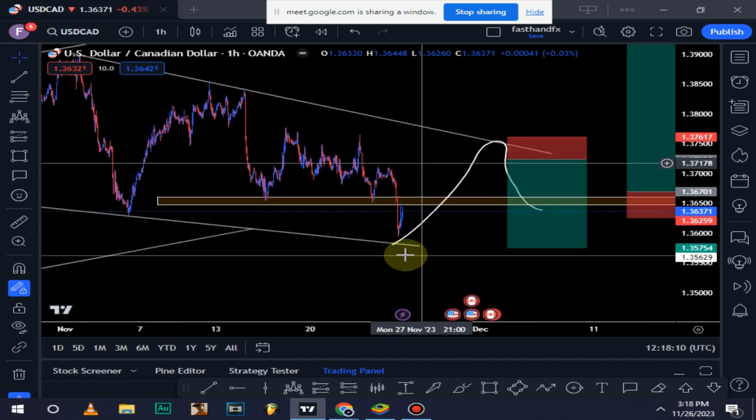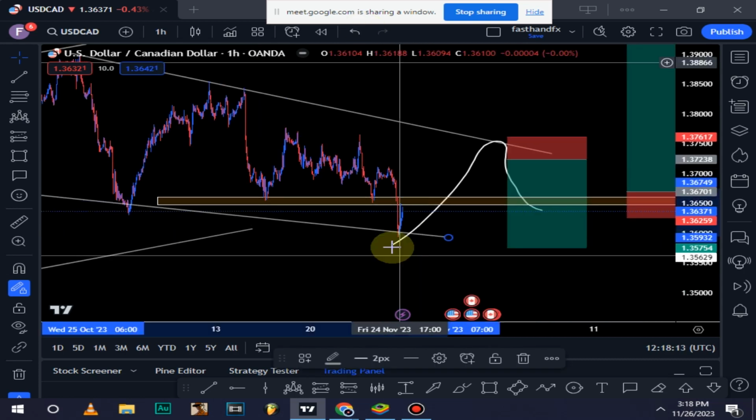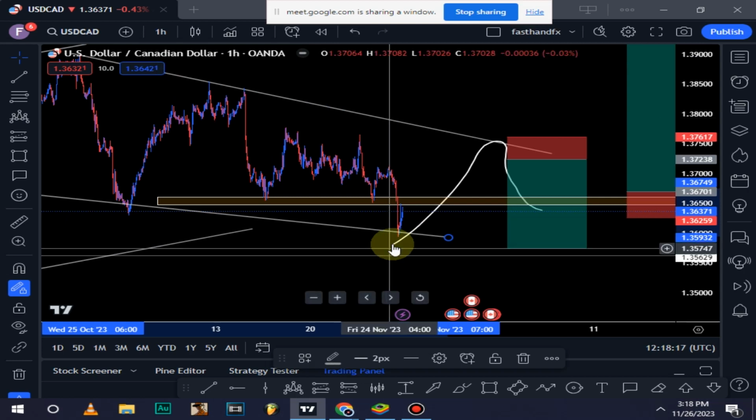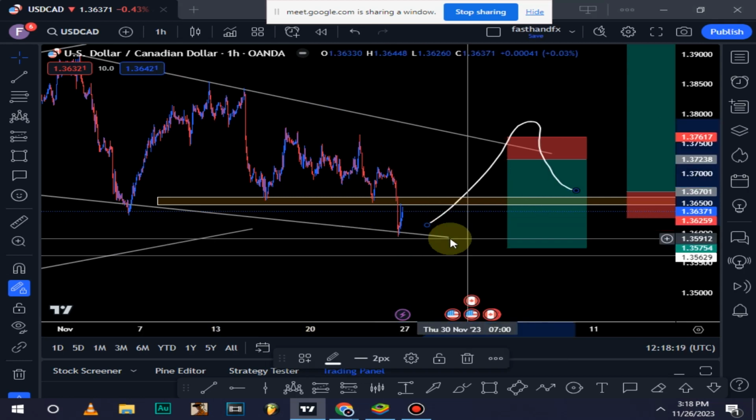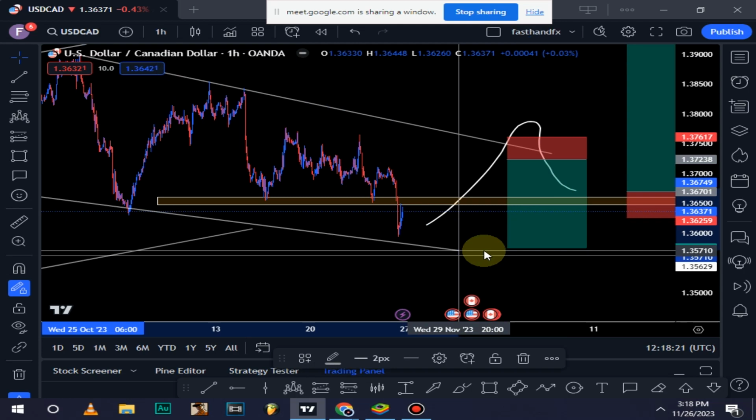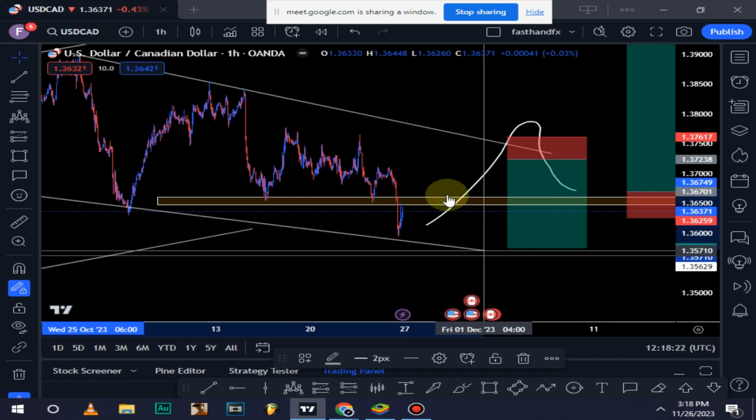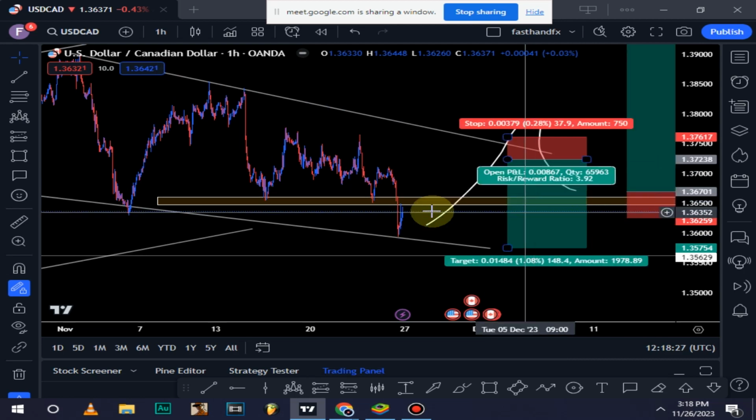So this is it. USD CAD. Oh, come on. USD CAD. I'm going to look for buys, but not now. This is where I want to look for buys, a pullback. I just want the market to continue going up.